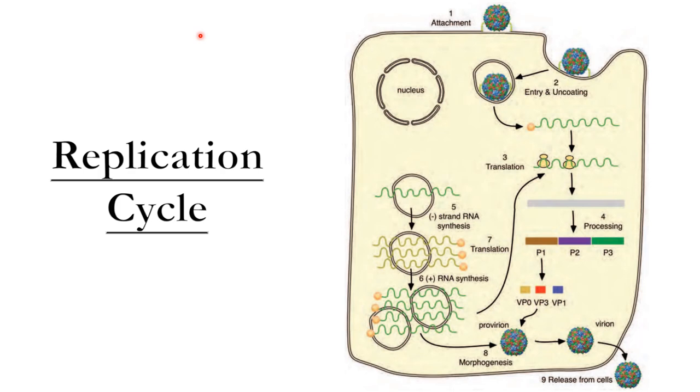Replication of picornaviruses occurs in the cell cytoplasm. The first step is attachment to a cell receptor. The RNA genome is then uncoated, a process that involves structural changes in the capsid. Once the positive stranded viral RNA enters the cytoplasm, it is translated to provide viral proteins essential for genome replication and the production of new virus particles.